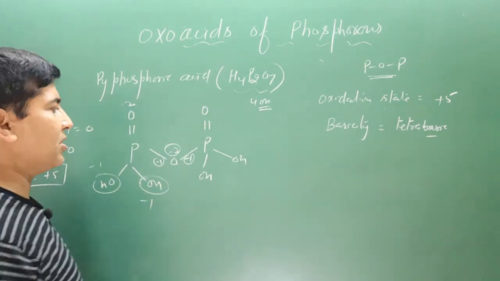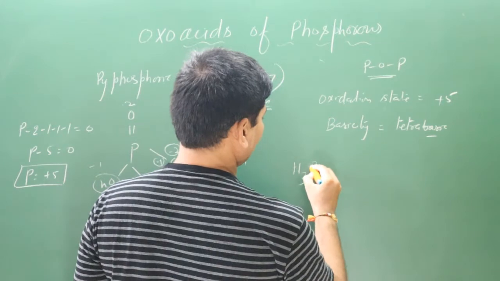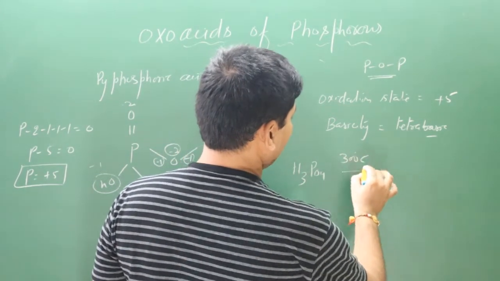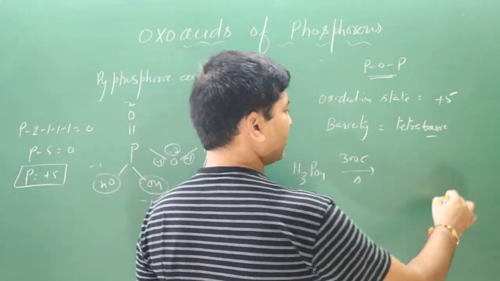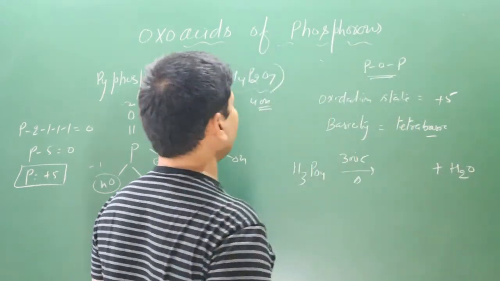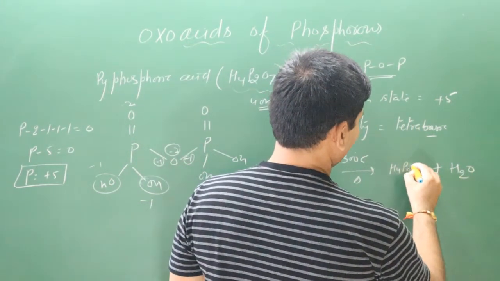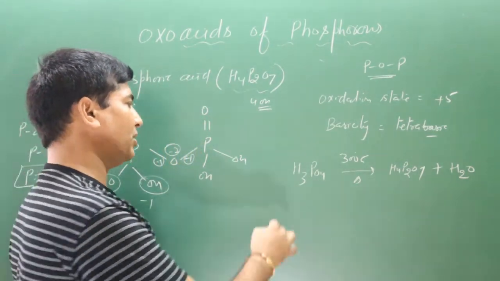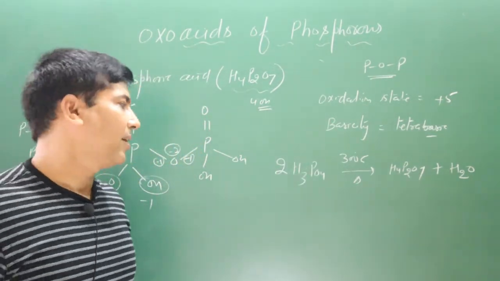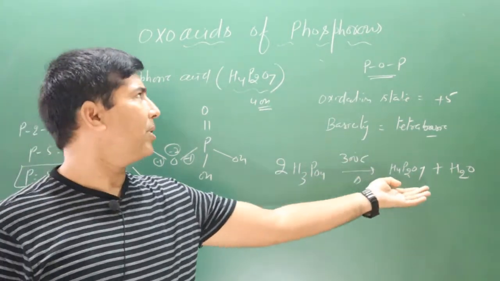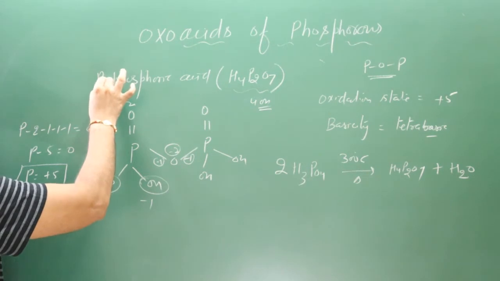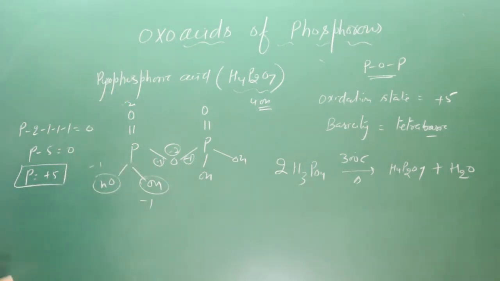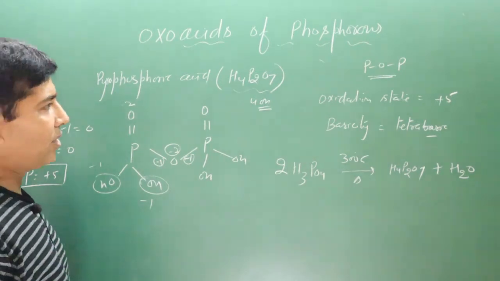Now we talk about the preparation reaction. We have orthophosphoric acid, H3PO4. If we heat it at 300 degrees Celsius, it will remove water. I remove the water molecule, and the remaining part will be the main product, that is H4P2O7, with 2 phosphorus multiplied by 2. Heating is done, water removed, remaining is the main product: pyrophosphoric acid, H4P2O7.